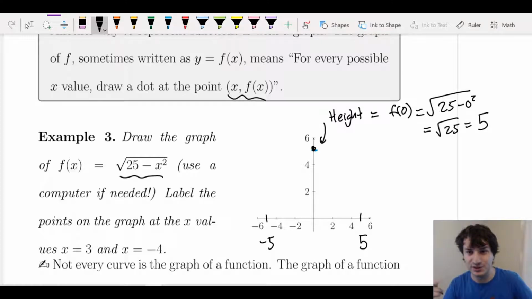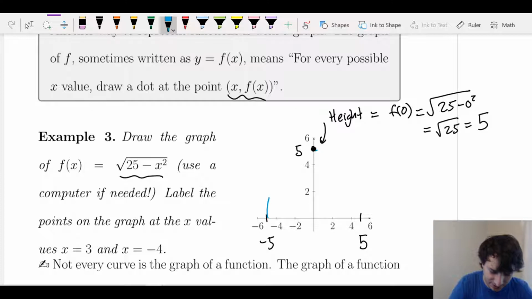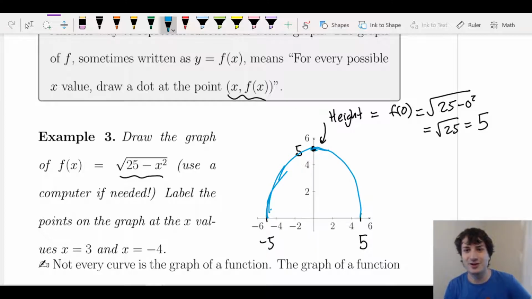So remember, the square root function always outputs the positive part. There are two numbers whose square is 25, but the square root of 25 is just 5. Okay, so the height here is also 5. And we know it's a semicircle from graphing it. So it looks something like this. Oh boy, this is not a great graph. Okay, so there you go. Semicircle for the function f here.